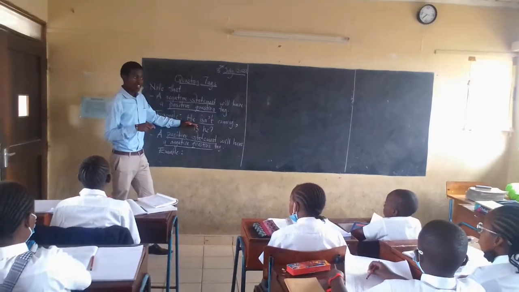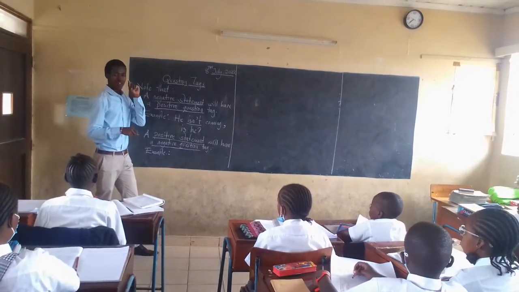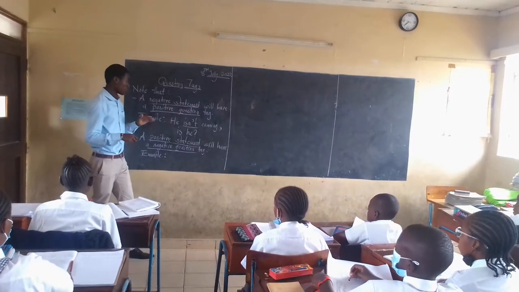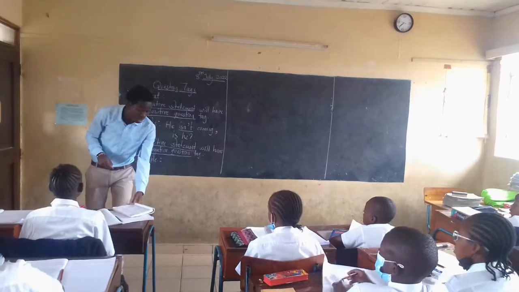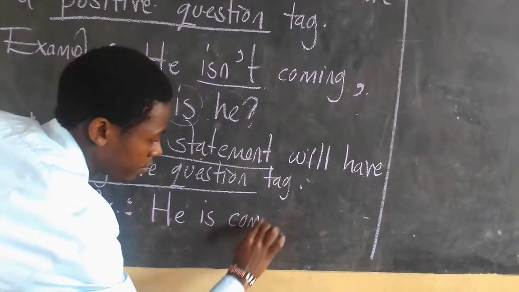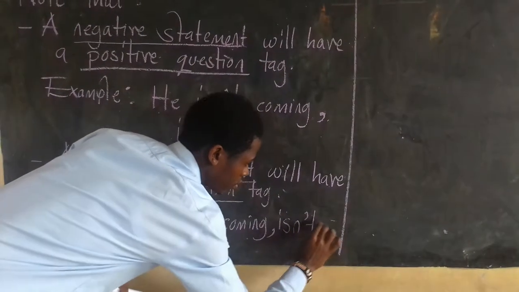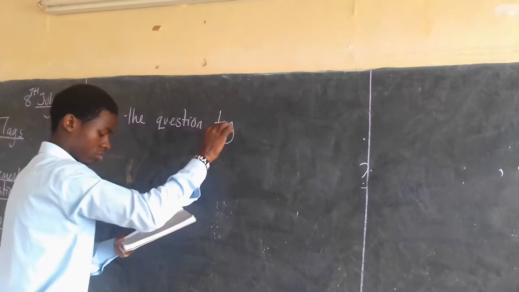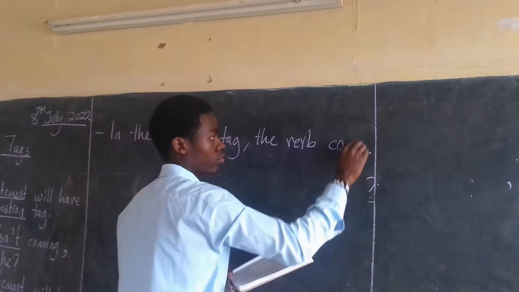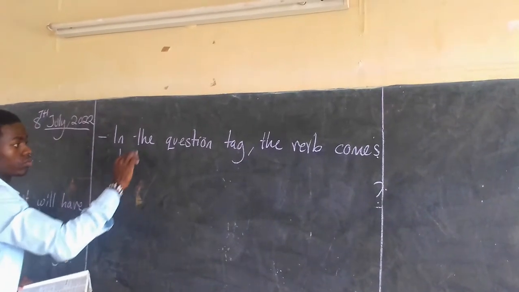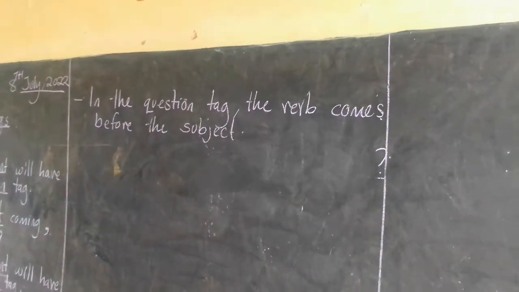So the rule is, number one, in the question tag, the verb comes before the subject. You cannot say he is, but is he. That is according to me. You understand? So the question tag will be, is he? The verb comes before the subject.